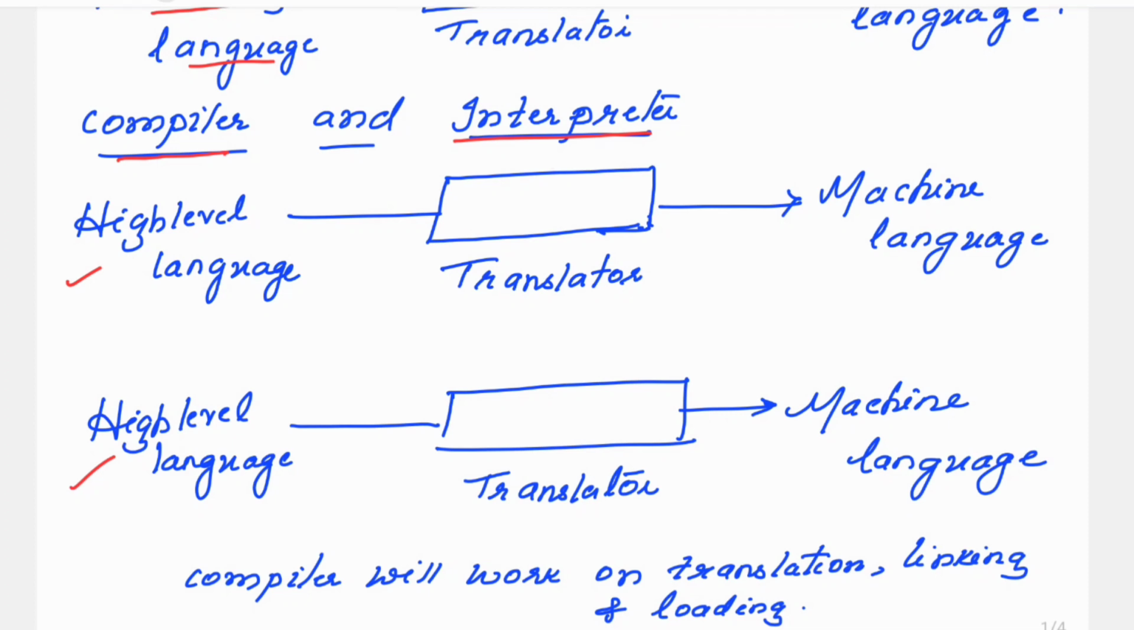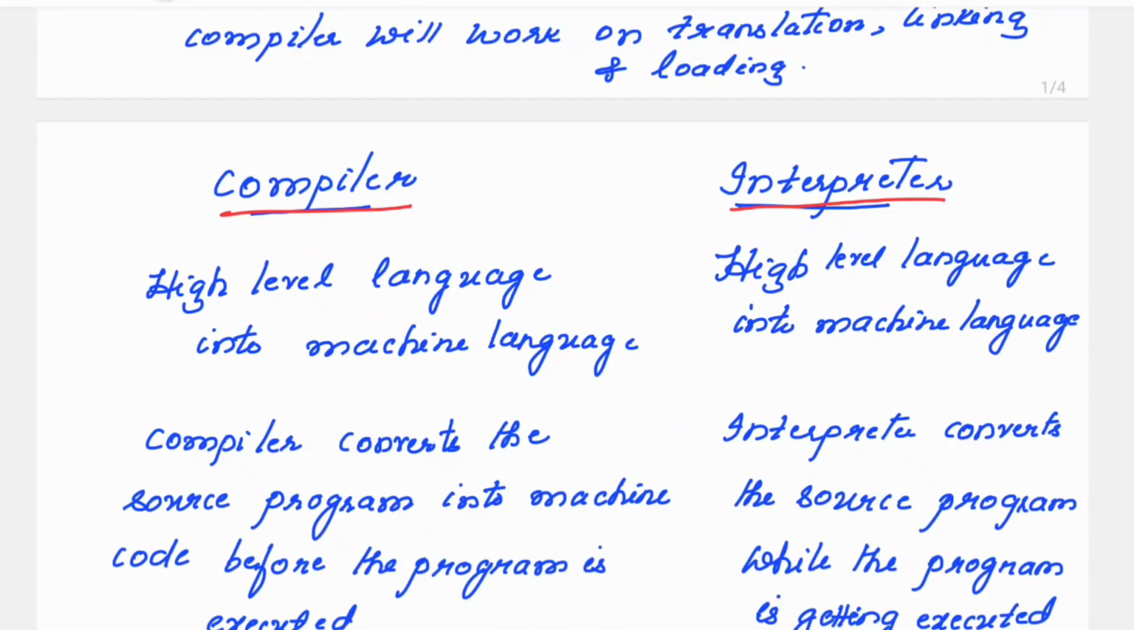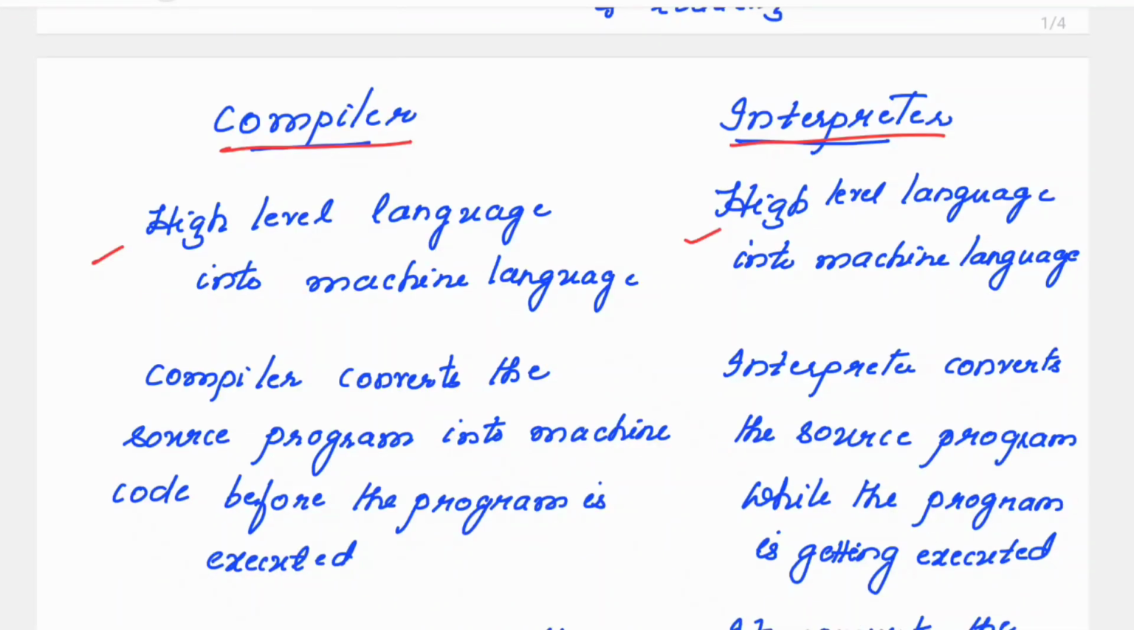Interpreter and compiler both convert the high level language into machine language. What is the difference? If a compiler also converts high level language into machine level language, and an interpreter is also converting high level language into machine language, then what is the difference between these two? So the differences between these two I shall explain here. I have written the differences in two columns: high level language into machine language, high level language into machine language. Definitely both are going to perform the same thing.